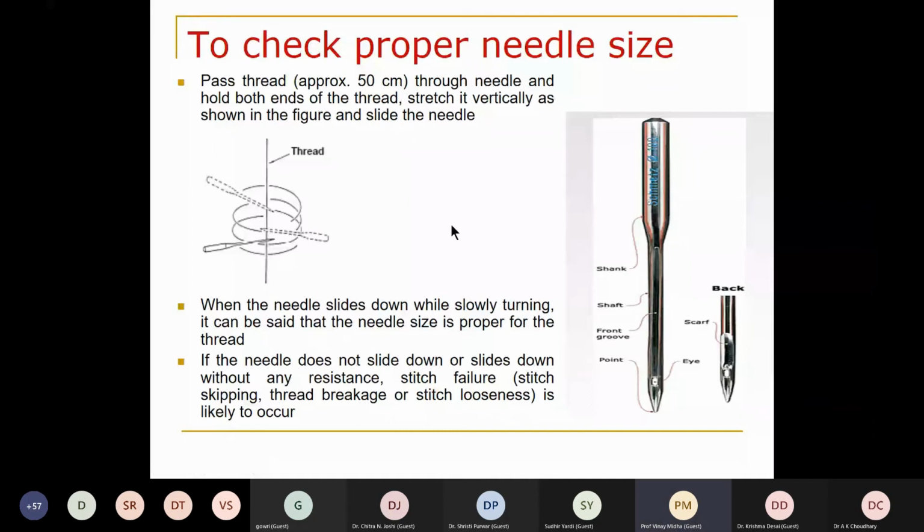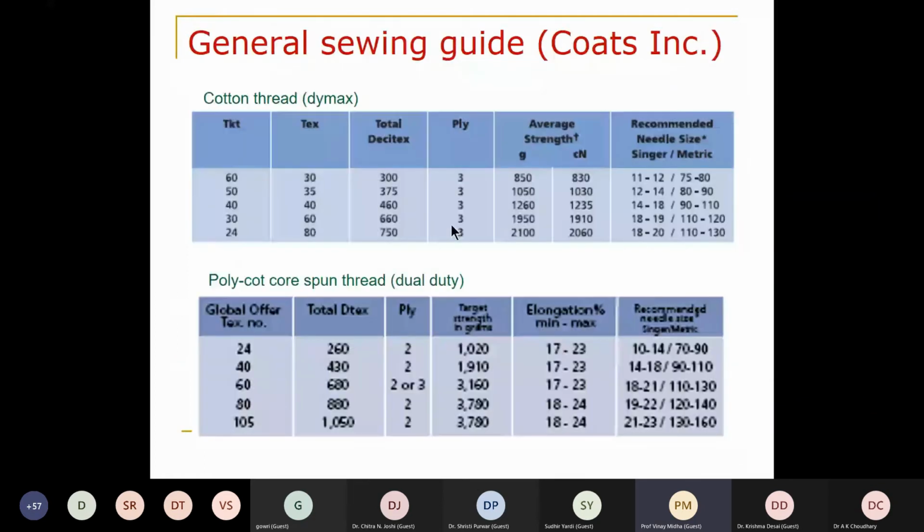Then we can find the guide for these particular needle sizes on the sites of various sewing thread manufacturers. For example, this particular guidance has been taken from the Coats website. For a particular ticket number or the tex, the size of the needle has been recommended. And for different applications also, recommendations have been given, and we can use these recommendations, or we can use our technical knowledge for selecting the sewing thread and the needle.